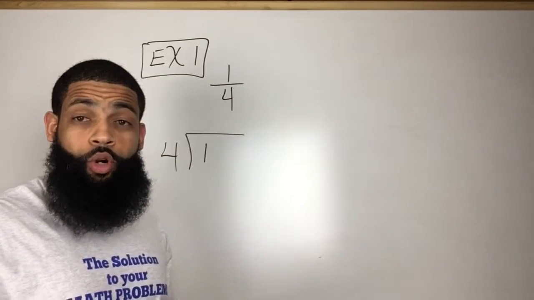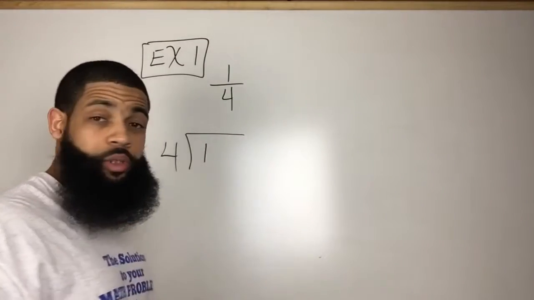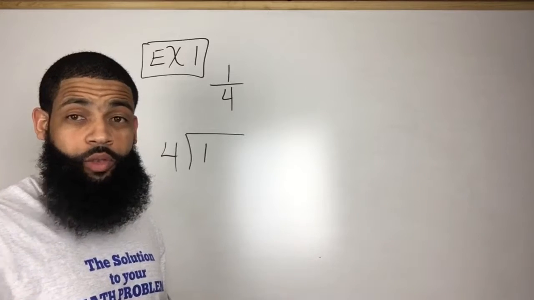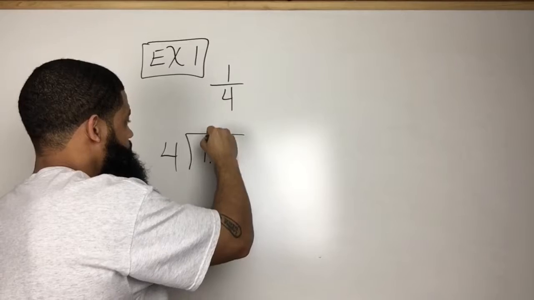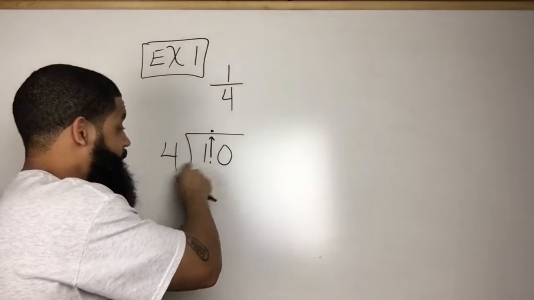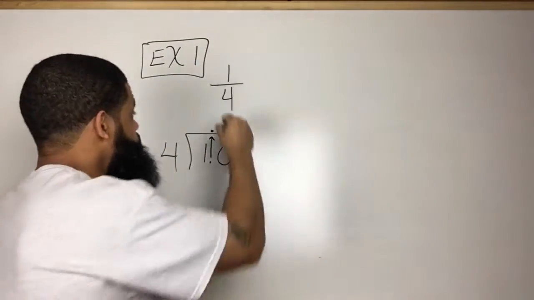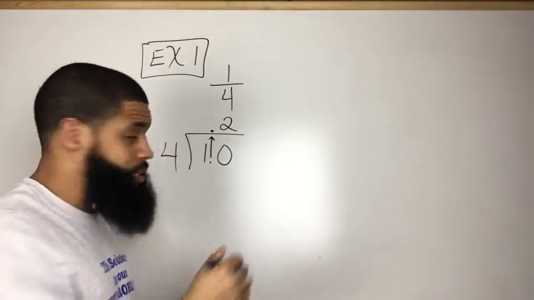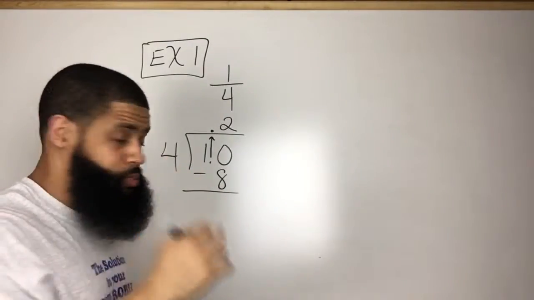Now, based upon the normal rules of division, we would try to see how many times 4 can go into 1. And obviously, we can't take 4 into 1. So, we need to make this a decimal here. And we're going to shoot this decimal right up there on top. All right. Now, 4 can actually go into 10. Okay. So, 4 goes into 10 2 times. All right. And then we take 4 times 2, which is 8. Then we subtract. 10 minus 8 will give us 2.